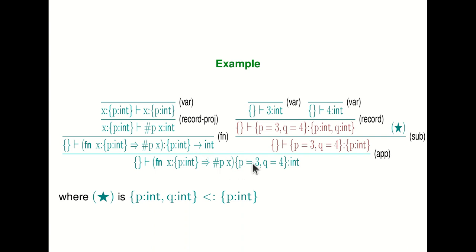And now what about our argument? P is equal to 3, Q is equal to 4. Well, we want it to have the type P int because that's what the function expects. And in order to make that happen, we're going to have to use our subsumption relation. We're going to have to say, well, it's okay to infer the type P int Q int for this record with two fields, but then you have to use this subsumption to forget this Q and get to the P colon int. So now we have a value that has a bit of extra information in it at runtime, but the type doesn't let us see it anymore. It's just hidden. Okay, so now this program will work because we can pass a record with extra fields to a function that only wants some of them.